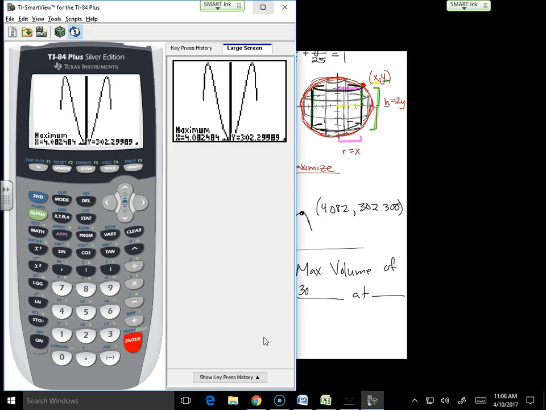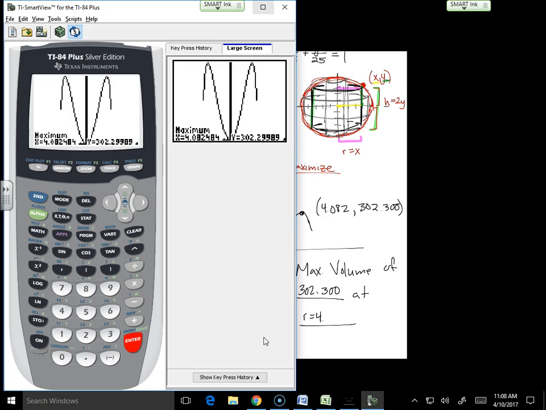So 302.2, nope, 300, I forgot we rounded. At x equals, who was x again? 4.082484. But who is he? He's the radius. He's the radius. So I'll say r equals, so there's not room, 4.08.